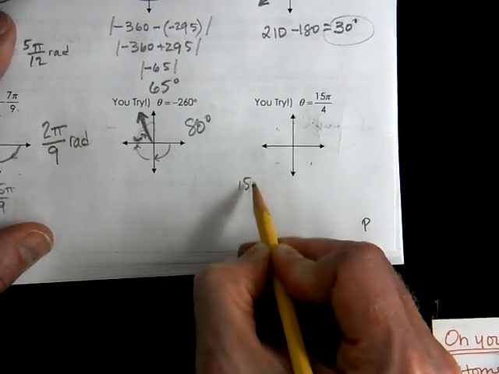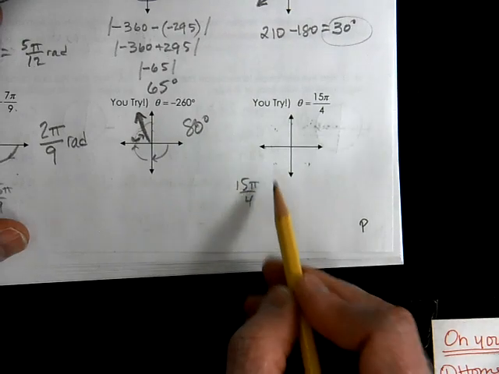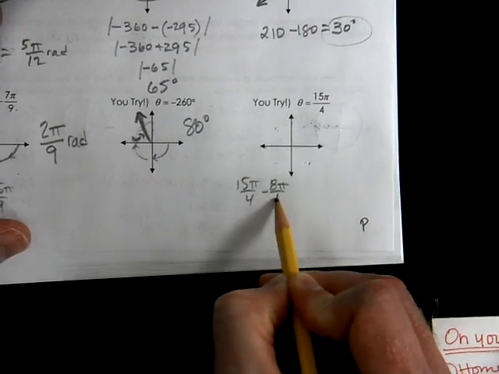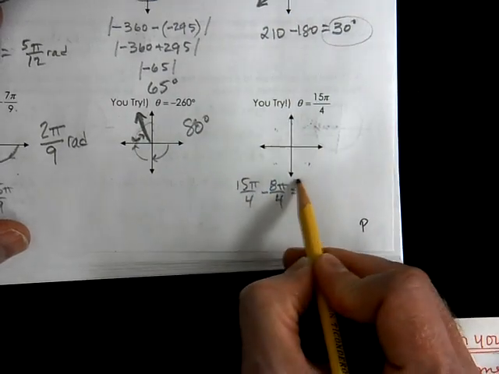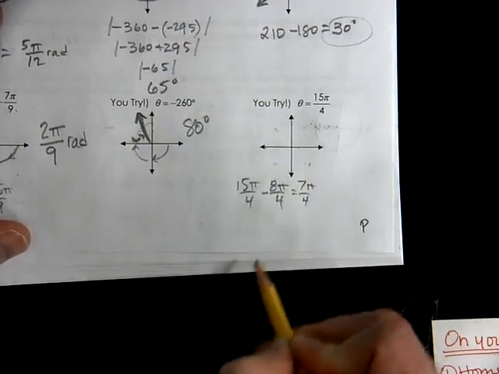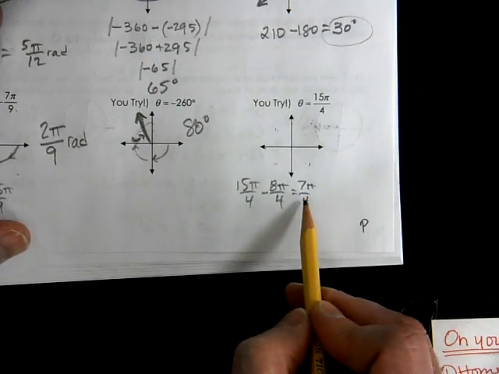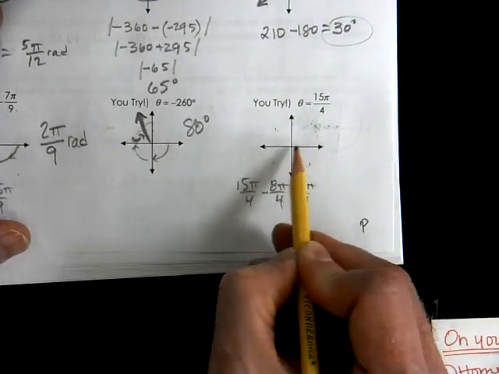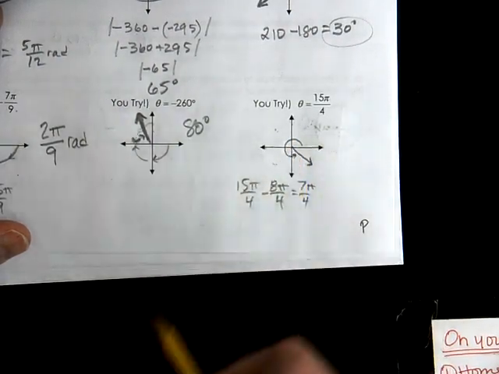You could take the 15 pi over 4, and because that's larger than the unit circle, larger than 2 pi, I need to subtract 2 pi. So that means my common denominators have to match. That's going to be 7 pi over 4, which is less than 2 pi. So that's our 1, 2, 3, 4, 5, 6, 7. That's in the same direction that we had talked about before.